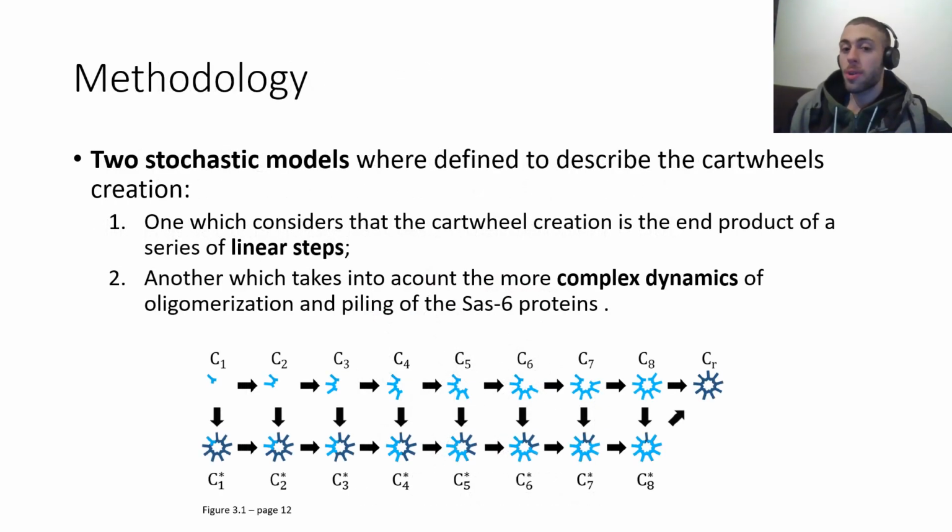So, two stochastic models were defined to describe the cartwheel's creation. One, which considers the cartwheel's creation as the end product of a series of linear steps, and another, which takes into consideration the more complex dynamics of oligomerization and piling up of the Cas6 proteins. Nevertheless, it is crucial to mention that the validity of both methods relies on two key assumptions. Firstly, the models assume that the cartwheel formation is the determining step in the control of the number of centrioles. And secondly, it is assumed that the cartwheels have a composition which is based on 9-fold rings of Cas6, which can pile up indefinitely.